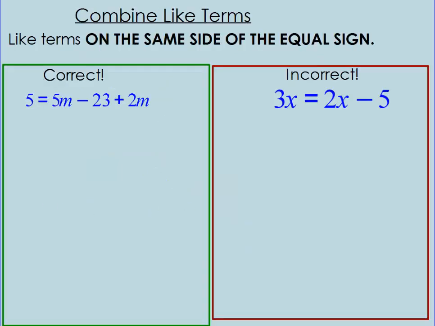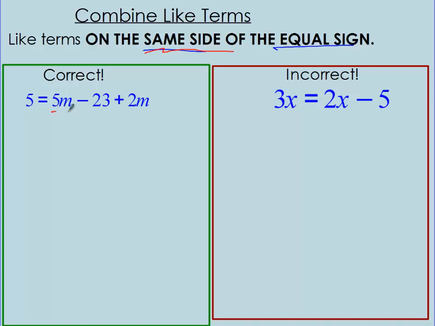Combining like terms, this is another one. You do combining like terms when you have like terms on the same side of the equal sign. The terms have to be on the same side. They can't cross the equal sign. So I have two cases here. One's correct, one's incorrect. The correct one's on the left.